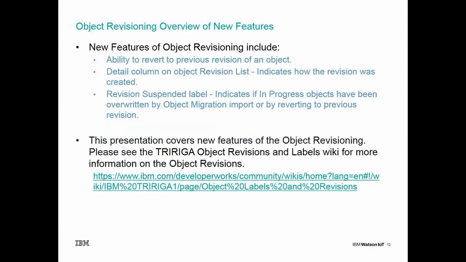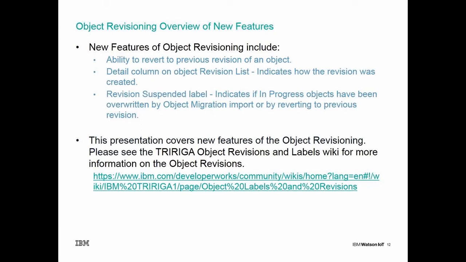Object revisioning. New features of object revisioning include the ability to revert to previous revisions of an object, a new detail column on the revision list which indicates how the revision was created, and the new revision suspended label.